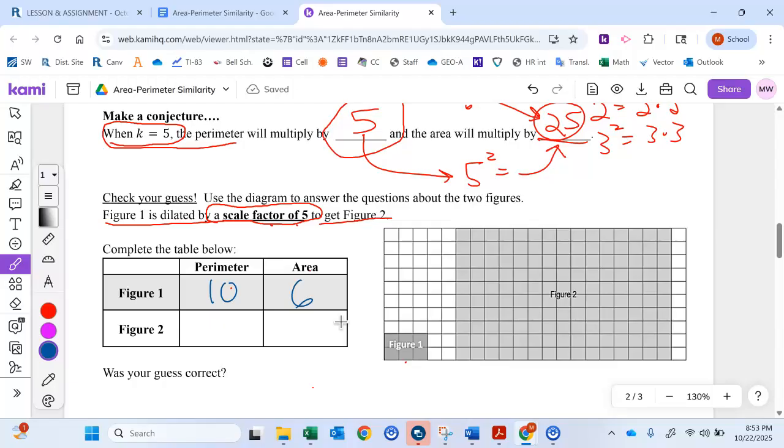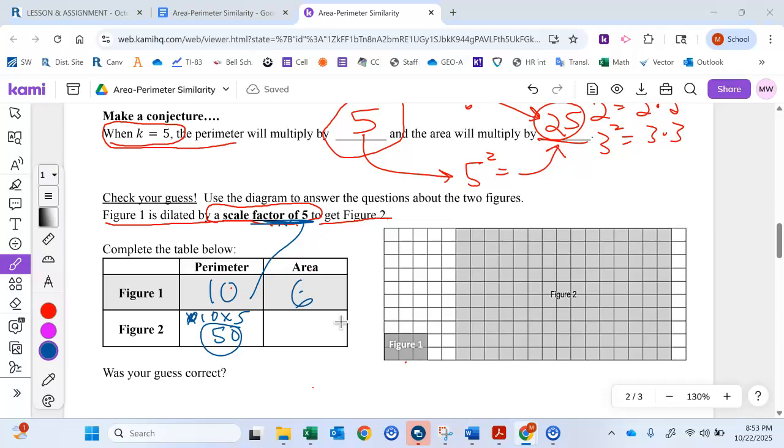The next thing is, if the scale factor is 5, what do we do to get the perimeter? Well, we just use the scale factor, so that's going to be 10 times 5 from here, right? And that is 50. How about the area?